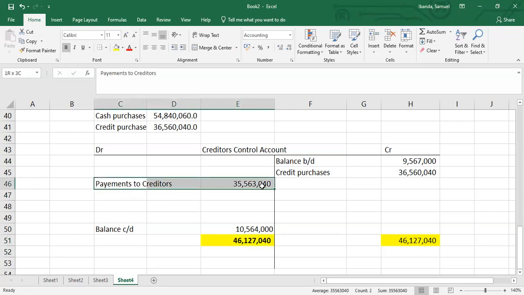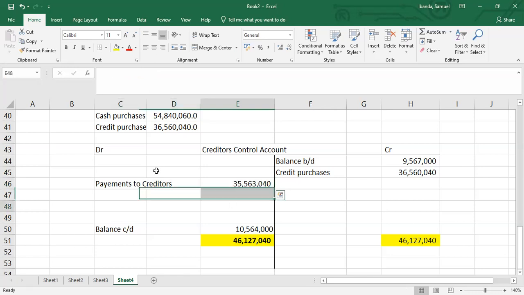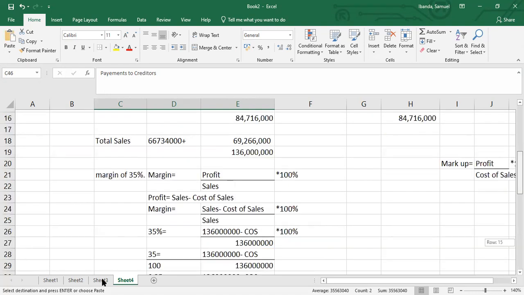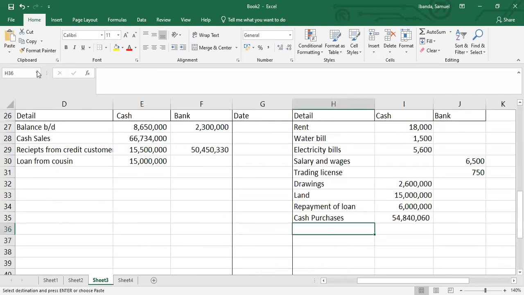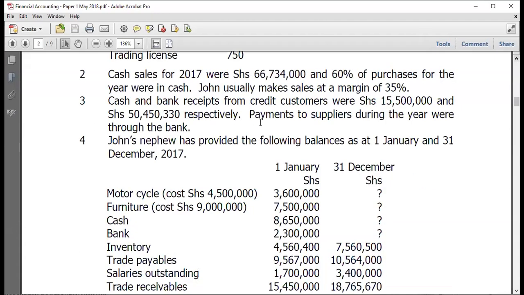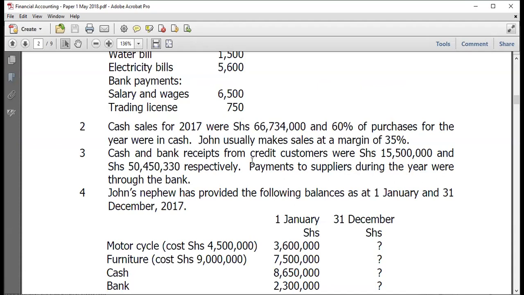So once I have these payments to creditors, I'll pick this value right away and take it where? Take it to my cash book. Okay, I'll take it to my cash book right here. And remember, they told us that these payments are made through bank, okay? From this statement. The reason why the examiner gave us this statement up here, just so you know, there's a statement here: payments to suppliers during the year were all through bank. So I'll pick that exactly and put it there, okay?